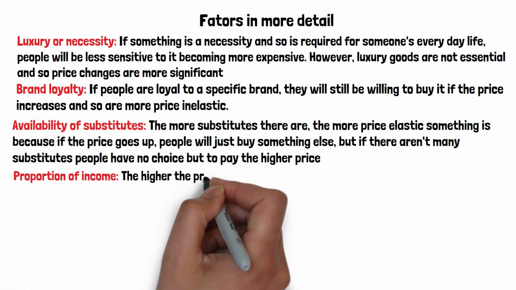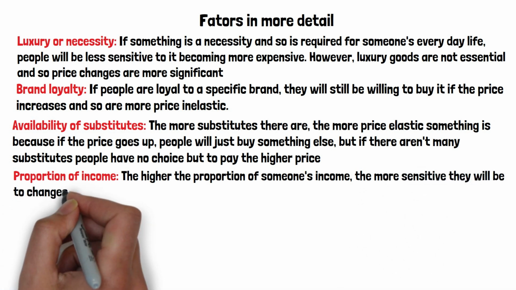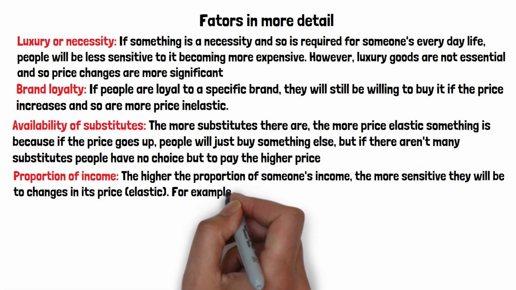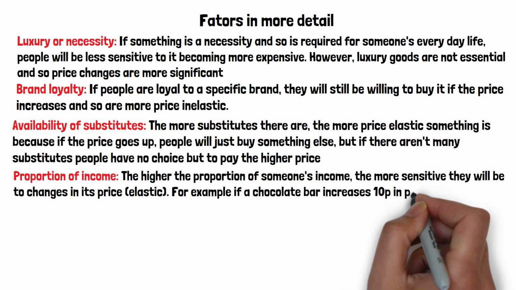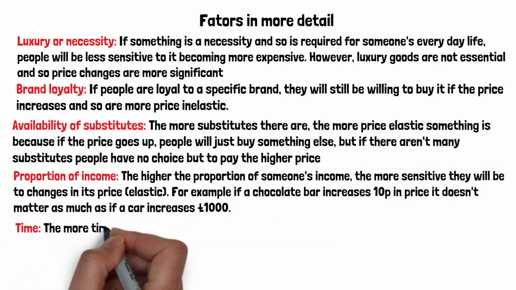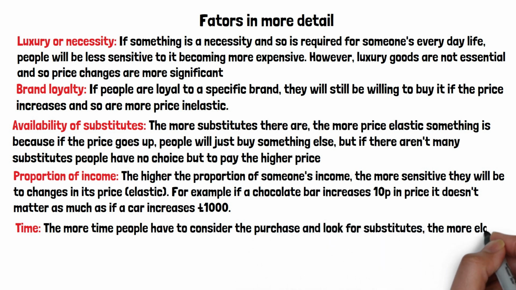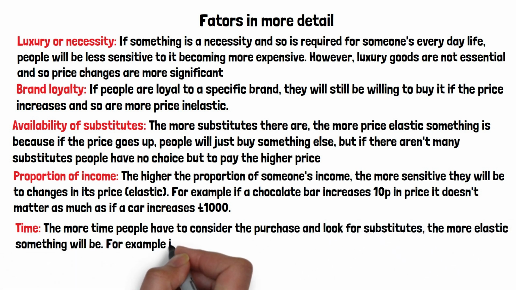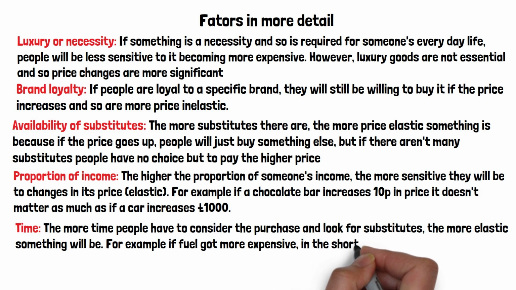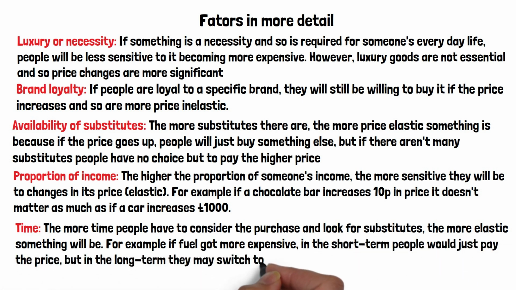The higher the proportion of someone's income, the more sensitive they will be to changes in its price. For example, if a chocolate bar increases 10p in price, it's not as significant to the customer as if a car were to increase by £1,000. The more time people have to consider the purchase and look for substitutes, the more elastic something will be. For example, if fuel got more expensive, in the short term, people would just pay the price, but in the long term, they may switch to alternatives such as cycling or public transport.